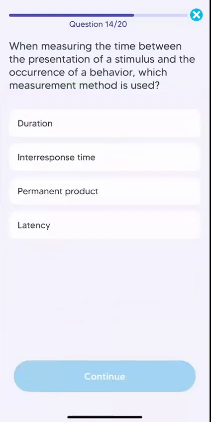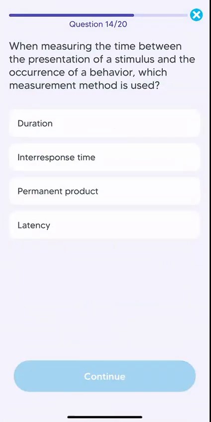The time between is IRT. Present stimuli and no latency. Let's complete the question. When measuring the time between the presentation of a stimulus and the occurrence of a behavior, the time taken between that is inter-response time. The presentation of stimuli and the occurrence of a behavior.